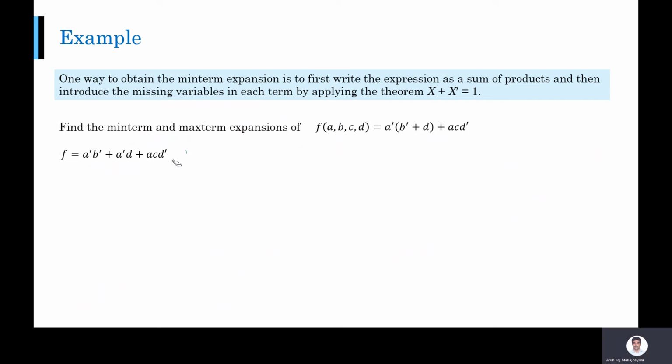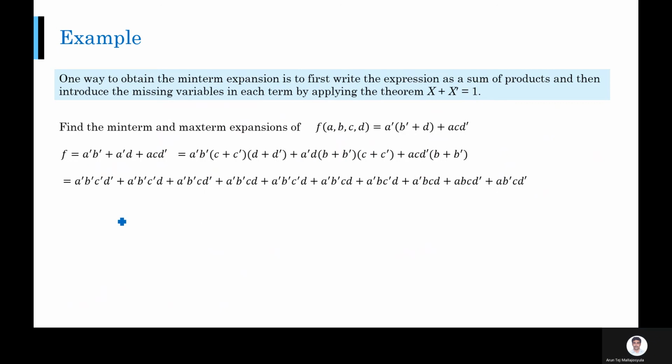Okay. Then I will expand it to get all the minterms. This is what I've done. I put these missing variables using this theorem and expand them. I'll see if there are any common terms so that I can cancel them out. So I have this term which is common, so one of them can be removed. And also this term is common, so one of them can be removed. And therefore I am left with these terms.